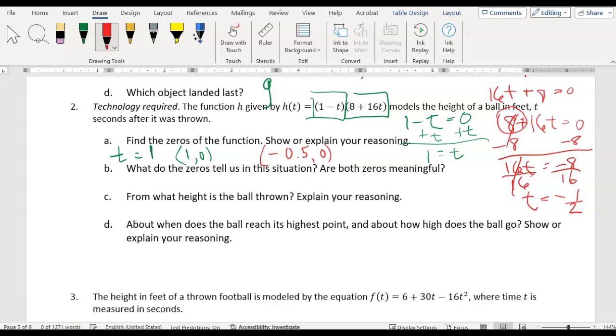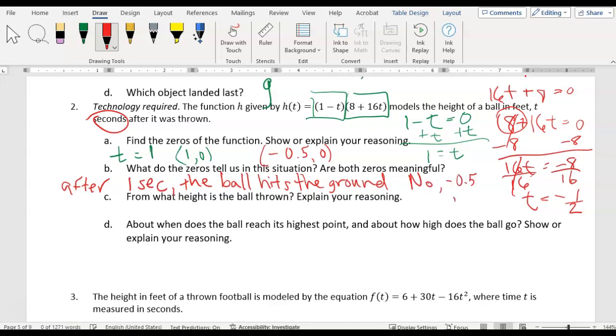It says, what do zeros tell us in this situation? So this tells us, we're talking about seconds, so after 1 second, the ball hits the ground. Now, because at 0 seconds we know that this was thrown from a given height, negative 0.5 is not meaningful. So for this second question, no, negative 0.5 is not, because that's the time potentially before it was thrown, but that time wouldn't be represented by this equation.